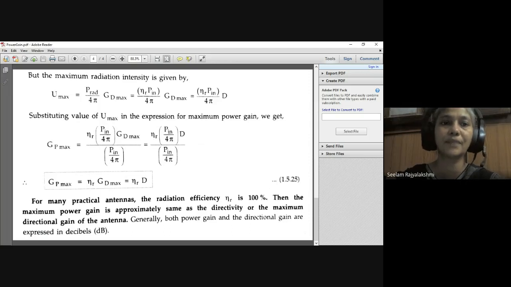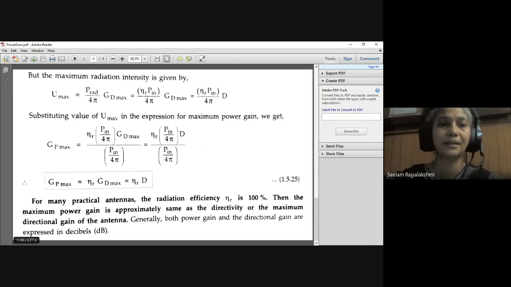Substituting the value of U max in the expression for maximum power gain, we obtain Gp maximum equals eta R P in by 4 pi into GD maximum, divided by P in by 4 pi. Therefore Gp maximum equals eta R into GD maximum, which equals eta R into D.